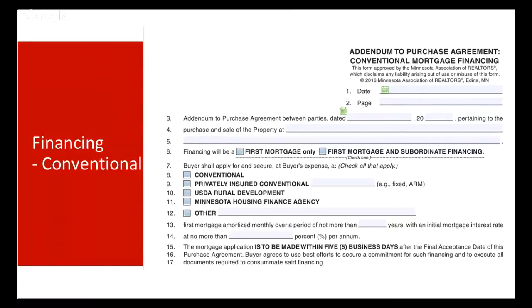Yep. So line 13, it's going to be a first mortgage amortized over a monthly period of no more than, almost always, 30 years. You might have that person every once in a while that pops up at 15, but almost always 30. Line 14, at no more than blank percentage. I usually put market rate. That's what I usually put in there because the rate's kind of always fluctuating. You're going to hear people give you different opinions on that. I put market rate because it covers our bases.